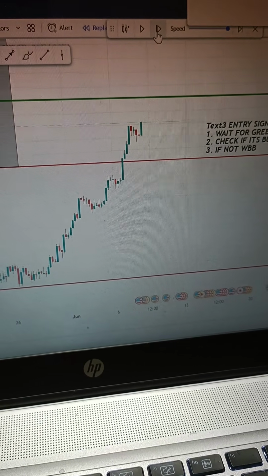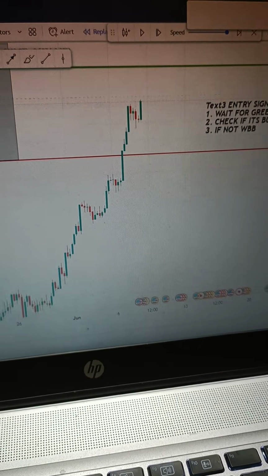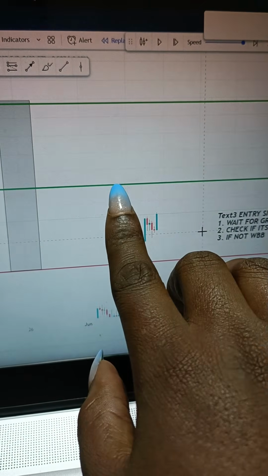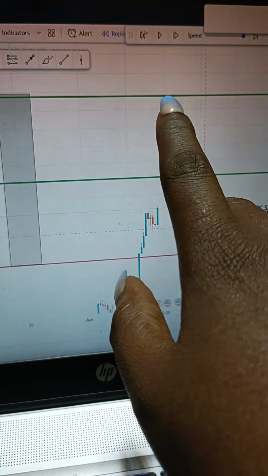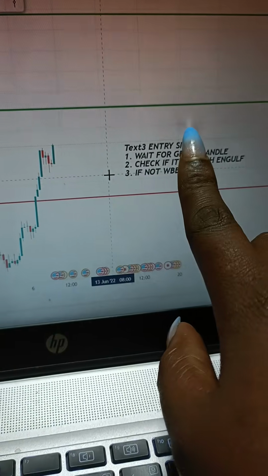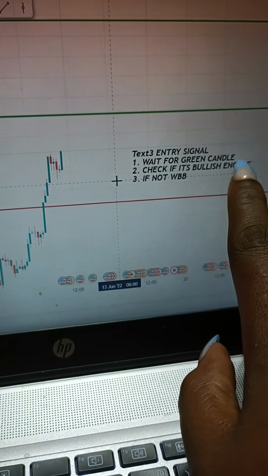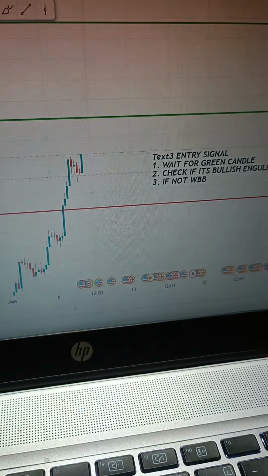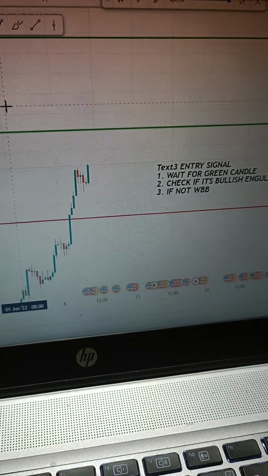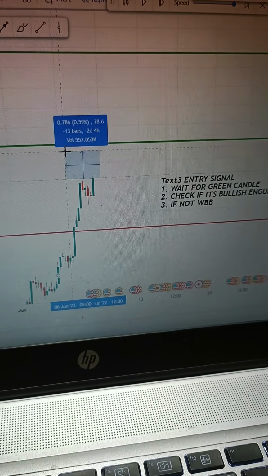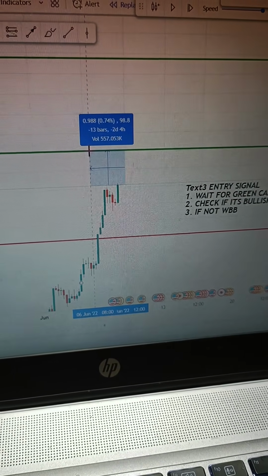So we have a green candle, guys. Once you get the green candle, remember our target was this half, but our overall target is here. Once we have the green candle, we go back to our entry criteria. Wait for a green candle, check if it's a bullish engulfing. Is this candle bullish? Yes, it is bullish. So we enter, and let's see our take profit 1, how many pips? Our take profit 1 is 98 pips.